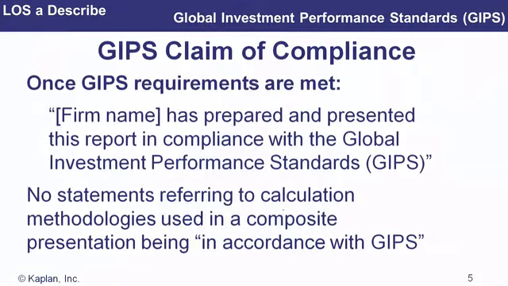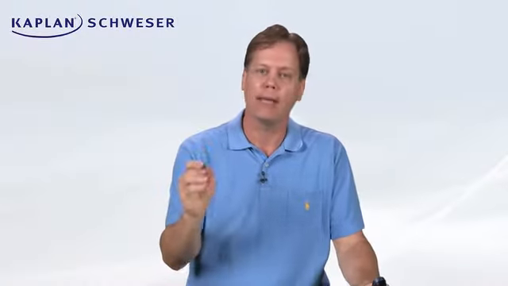Let's see, so the GIPS claim of compliance, this is the big carrot that everybody's looking for. Your firm name, Andy's Money Management Firm, has prepared and presented this report in compliance with the Global Investment Performance Standards, right? In compliance with GIPS. That's what I get to put on my report if I actually have complied with everything that is in the GIPS manual. So this is the GIPS compliance, and you can't have any partial compliance.